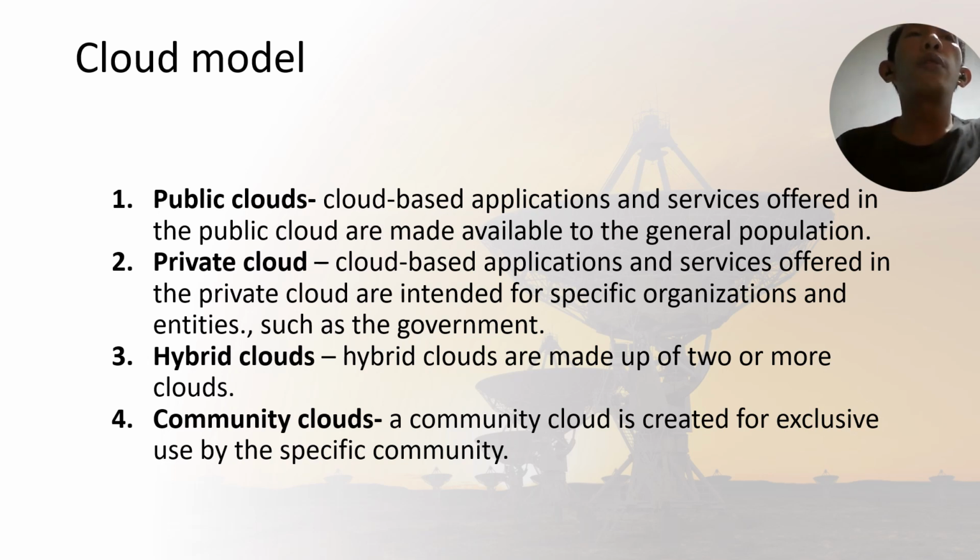There are different cloud models versus the public clouds. Cloud-based applications and services in the public cloud are made available to the general population. Next is the private cloud. Cloud-based applications and services offered in the private cloud are intended for specific organizations and entities, such as government. Third is hybrid clouds. Hybrid clouds are made up of two or more clouds. Fourth is community clouds. A cloud is created for exclusive use by a specific community.